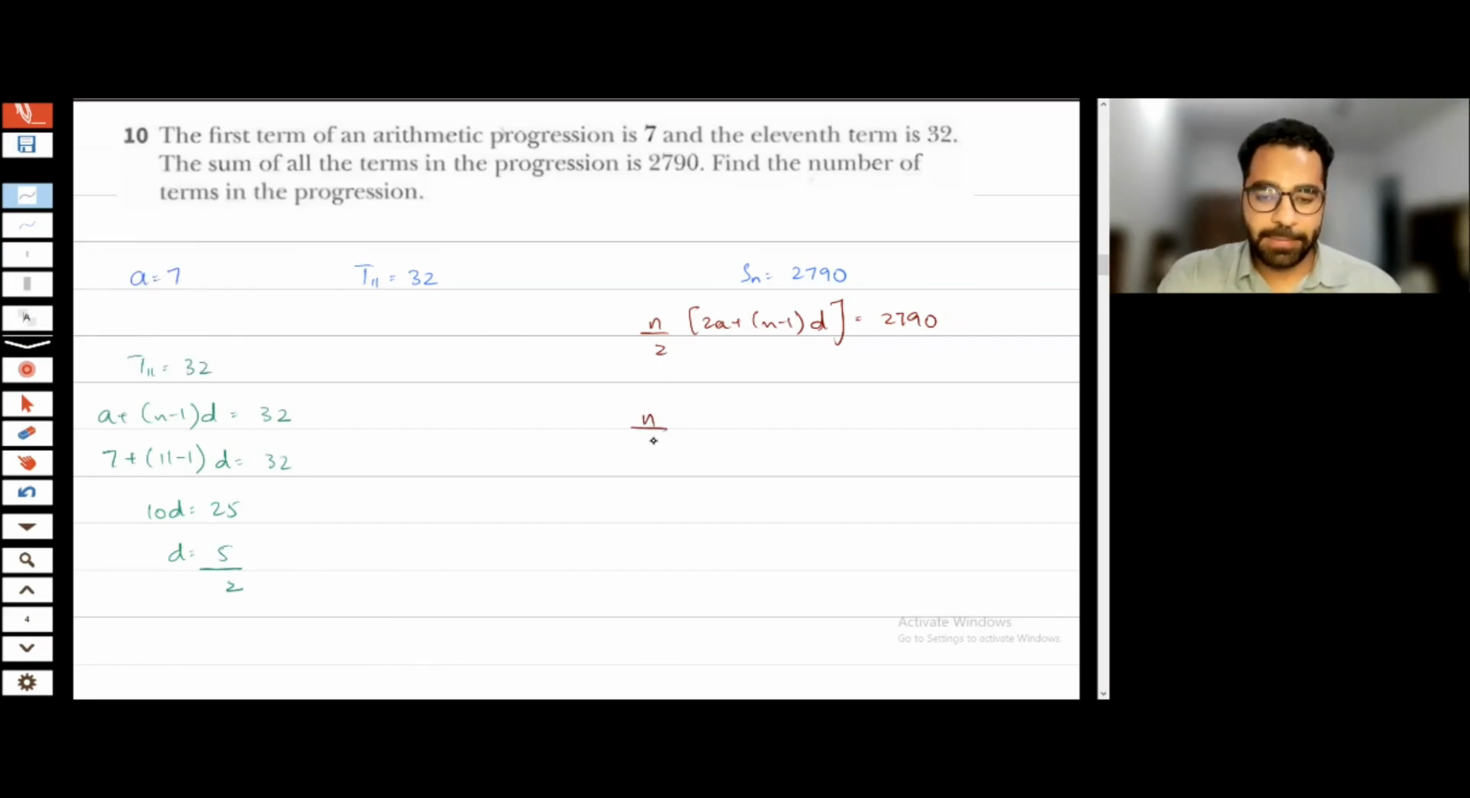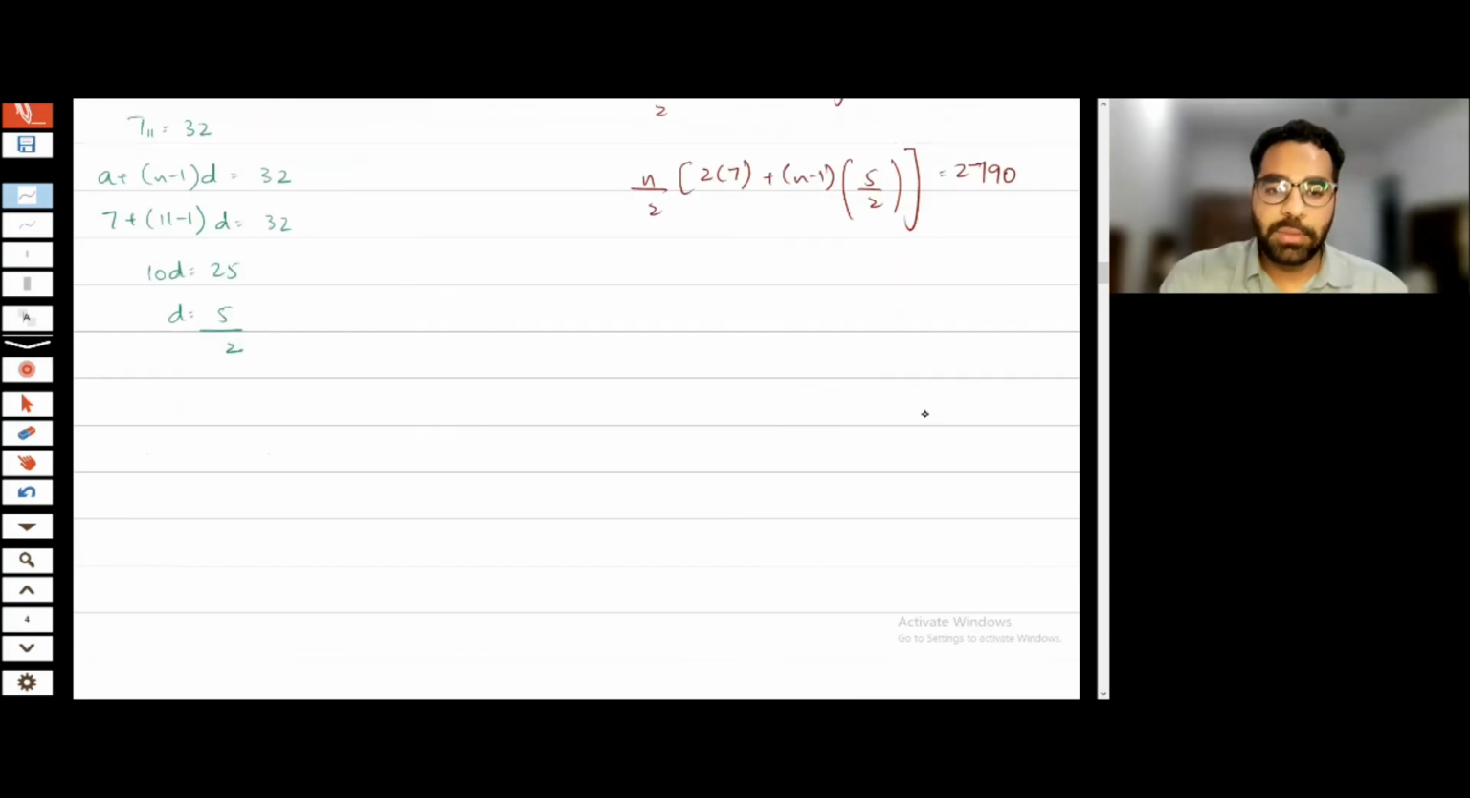Once I get the value of d, I can plug it in over here. This becomes n upon 2, 2 into 7, because the value of a is 7, plus n minus 1 into d, which is 5 upon 2, equal to 2790. So we have to solve this equation to find the value of n. n upon 2, 2 into 7 is 14, plus 5 into n minus 1, that is 5n minus 5, upon 2, equals 2790.